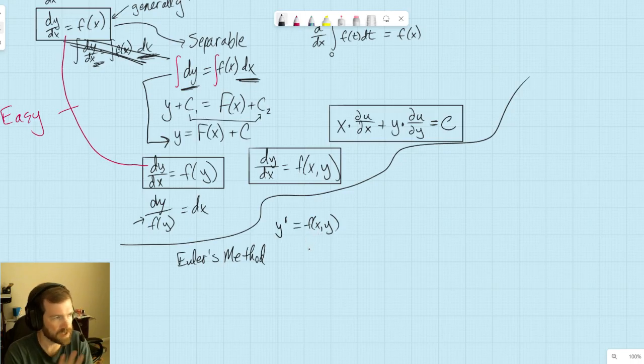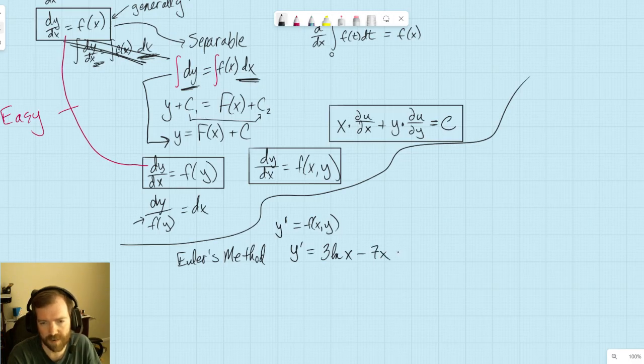But for a simple one, we'll do y prime is equal to 3 natural log of x, because I'm evil, minus 7x plus 2. Okay, now I'm going to want to look at this to see where a convenient location to put my values is going to be.